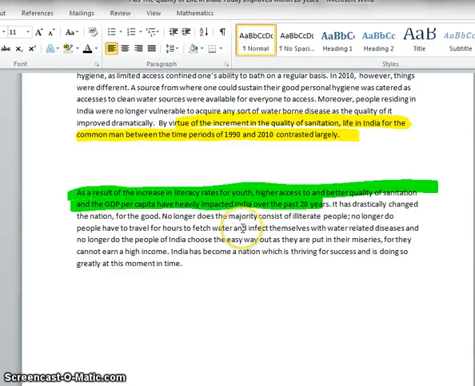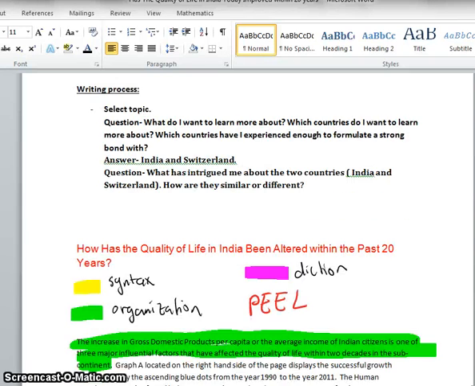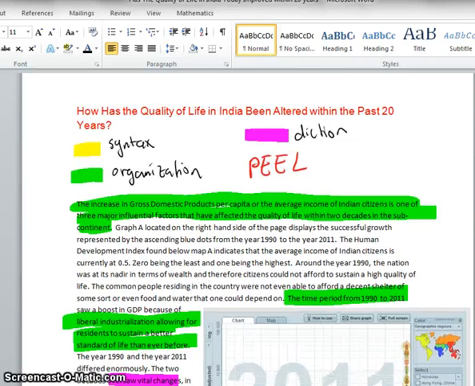As a result of the increase in literacy rates for youth, higher access to and better quality of sanitation and the GDP per capita have heavily impacted India over the past 20 years. And from this point forward, I can just talk with more evidence about why I think these things have altered the life of India within the past 20 years.